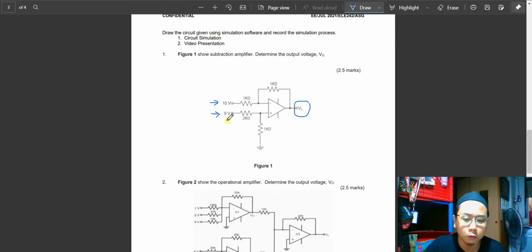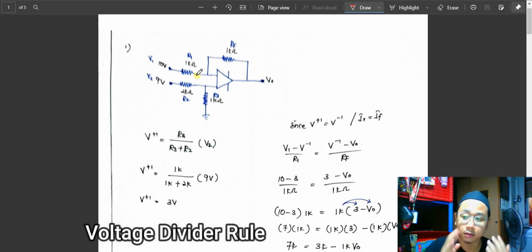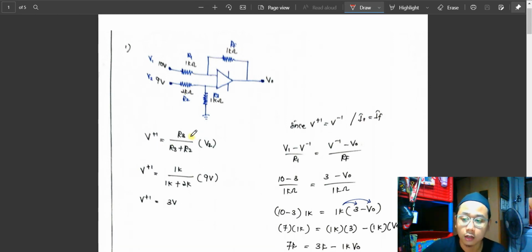So how to solve this equation? Let's go to the calculation first. From this subtraction circuit, how do we calculate? For subtraction, we need to find the V plus value first. We find it by using the VDR, voltage divider rule, where V plus 1 is equal to R3 over R3 plus R2.